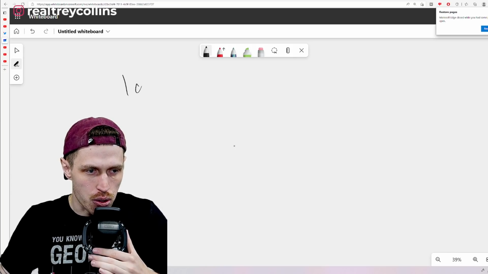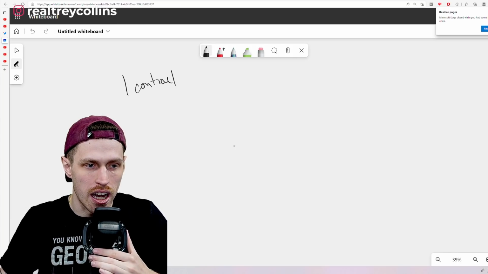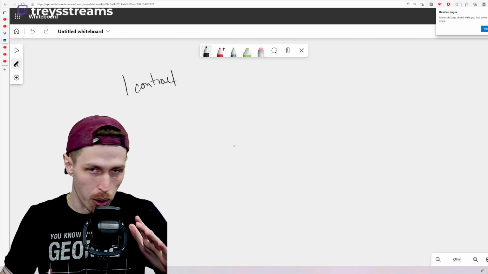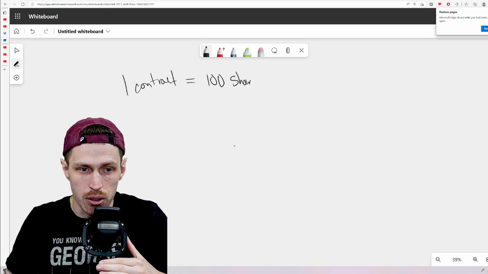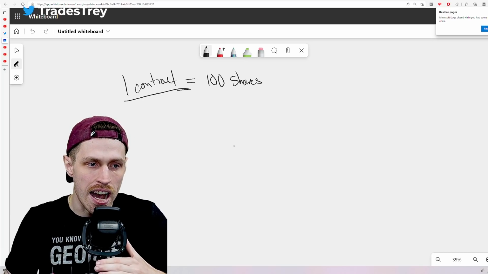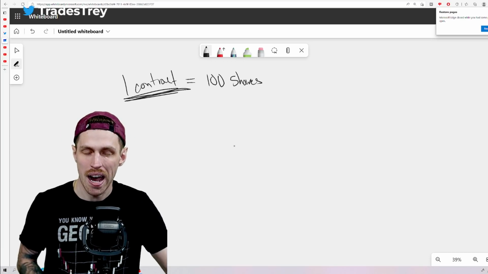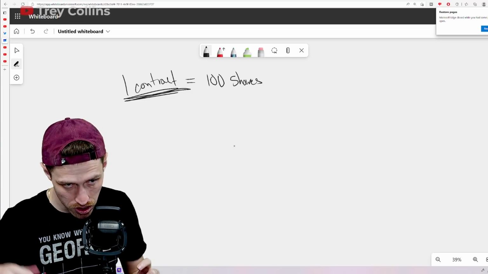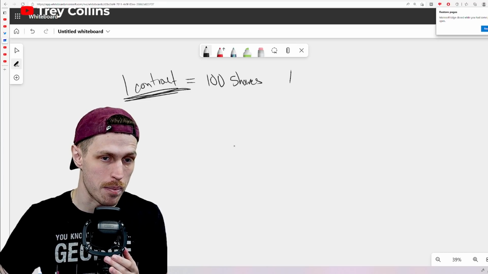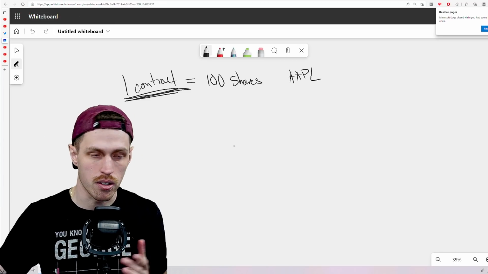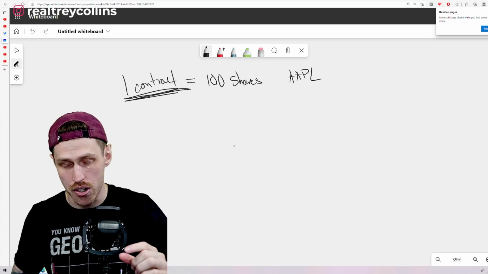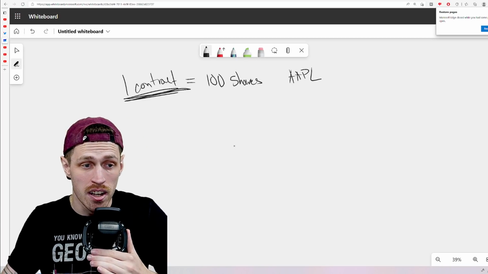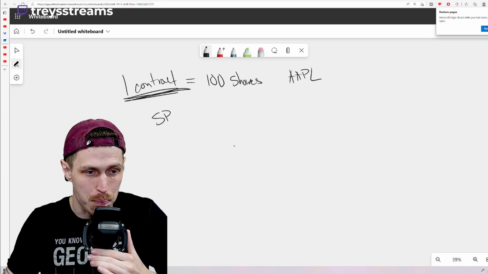So a contract, the most important thing that you can understand is a contract, one contract for both a call and a put, represents 100 shares in either direction. You are essentially saying, I have the right but not the obligation to either buy or sell 100 shares of whatever ticker. Just for this example, we're going to use Apple. I have the right, not the obligation, to buy 100 shares or sell 100 shares of Apple at a designated strike price, which is going to be SP.